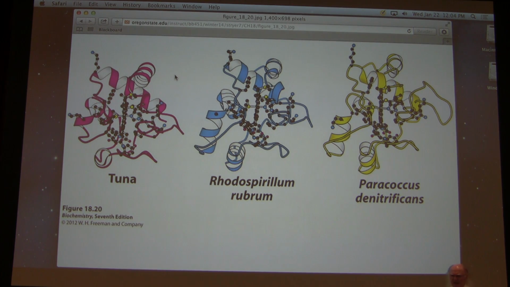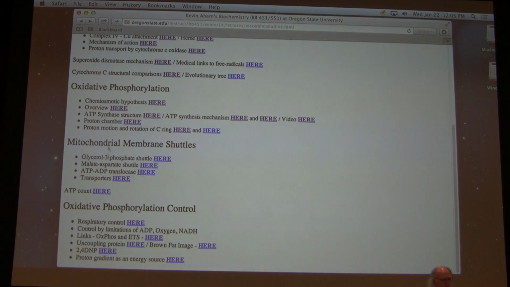I think I may have mentioned in this class before, an amazing statistic. If I didn't, I'll repeat it here because it still blows my mind. Every day, your body makes and breaks down its weight in ATP. Every day. That's a lot of ATP. You make and break down your body's weight in ATP every day.